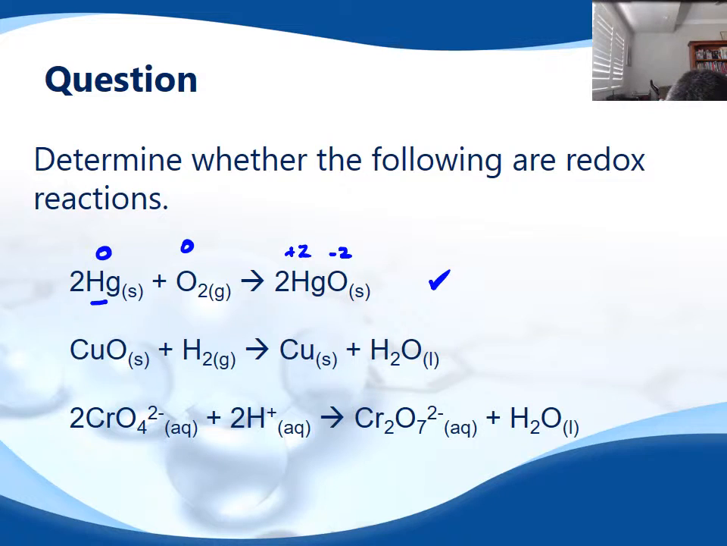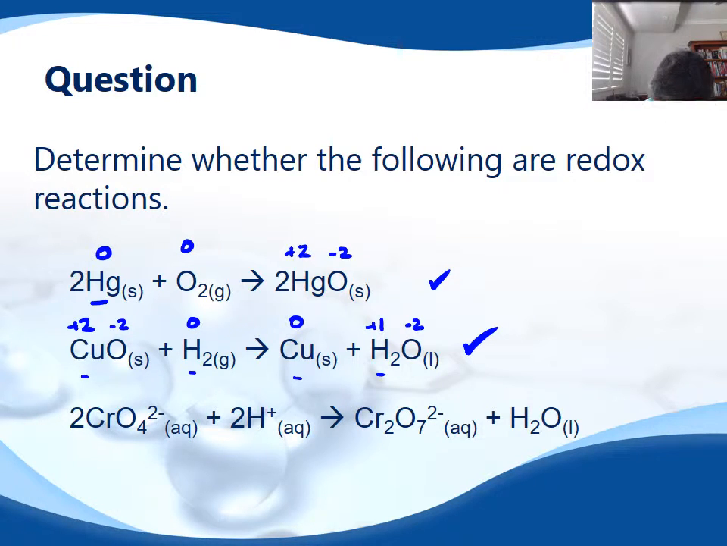In the second one, oxygen is -2, so therefore the copper must be +2. Hydrogen is in its elemental state as a diatomic molecule, so it's 0. The copper in this case goes to its elemental state as a solid, so it goes back to 0. And the oxygen is -2, but the hydrogen therefore must be +1. And so because again we've had a change in hydrogen and a change in copper, this is an example of a redox reaction.